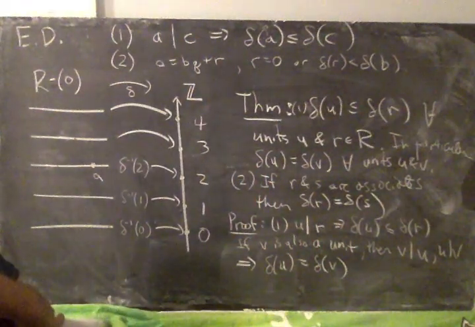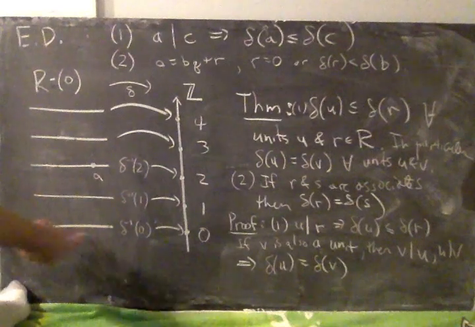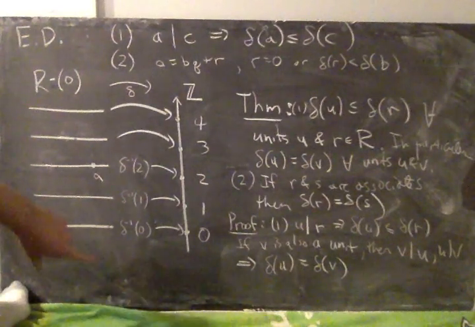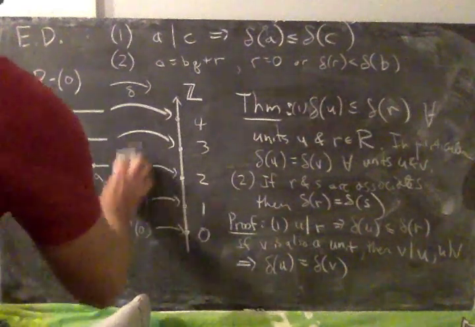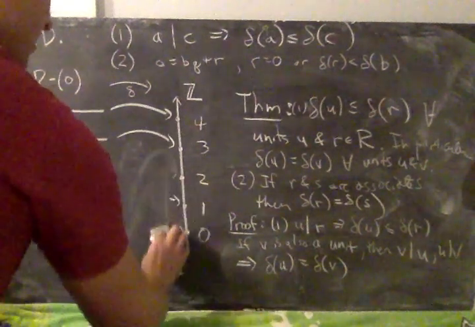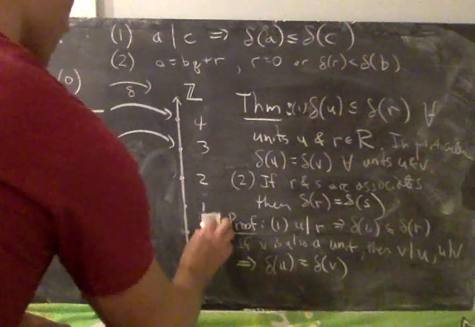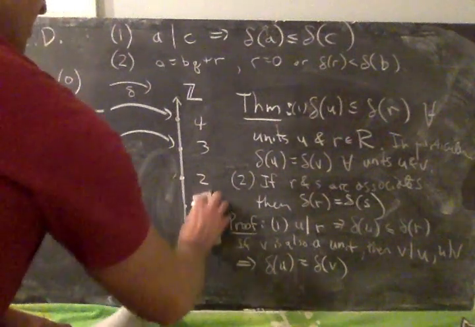What that tells you is that the bottom rung of this ladder is the value of delta on the units, and it might not be 0. Let me delete this here. So this doesn't have to be 0.